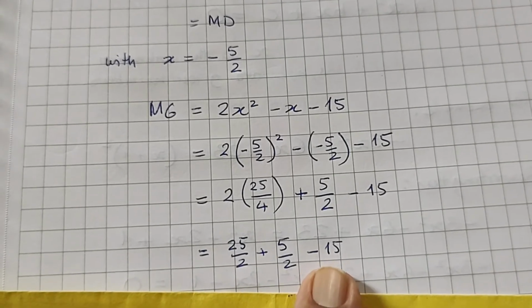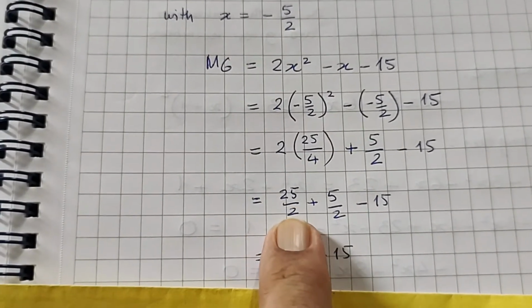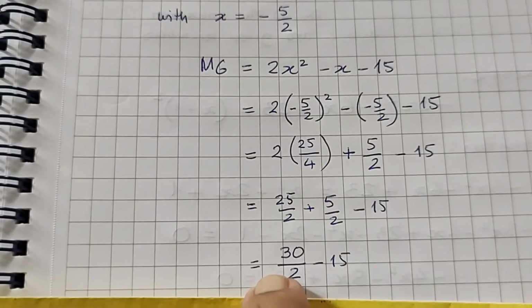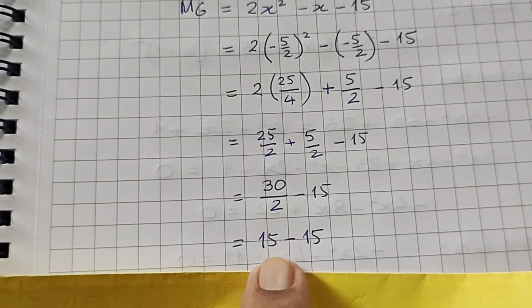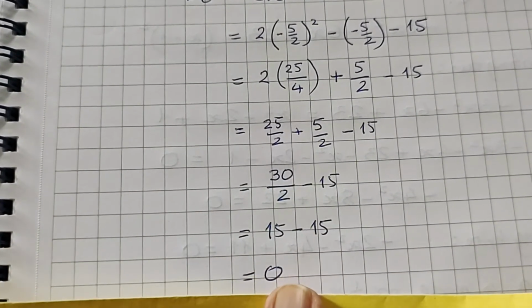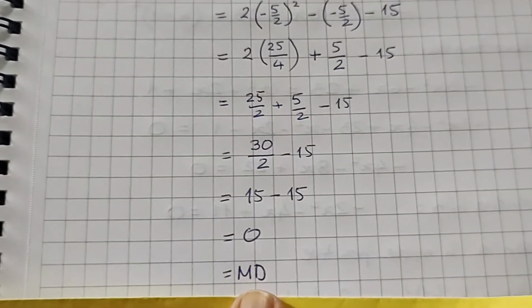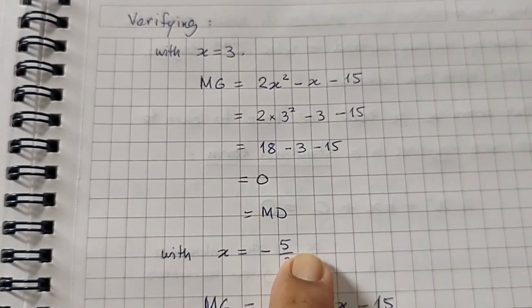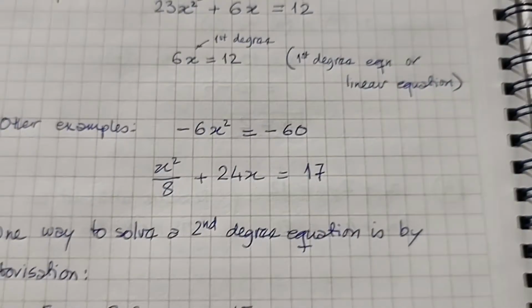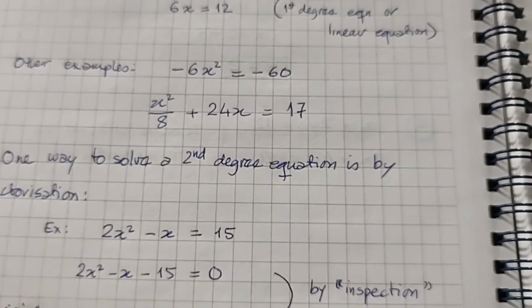2 minus 15. So this is 25 over 2 plus 5 over 2 is equal to 30 over 2 minus 15. 30 over 2 is equal to 15. 15 minus 15 is equal to 0, which is equal to membre droite. So we have verified that these two values are indeed the solutions of this equation.